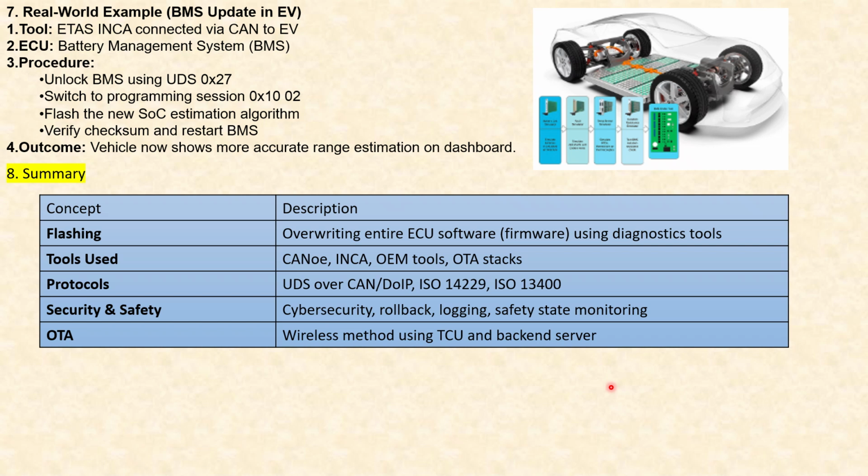Okay, so I hope all of you got a decent idea about this particular topic: how exactly diagnostics happen even through software updating. Thank you.